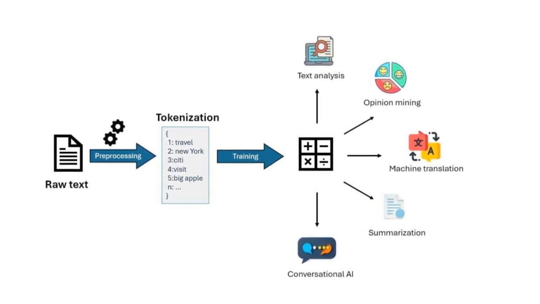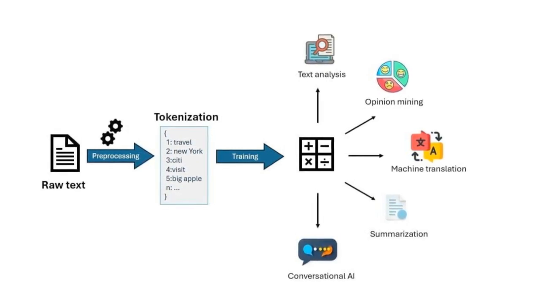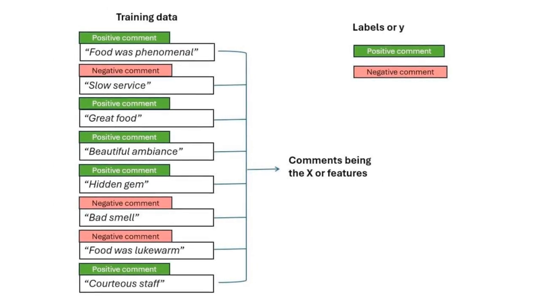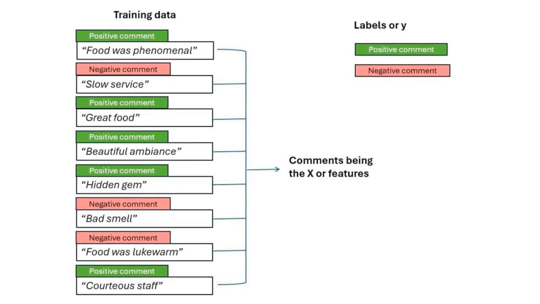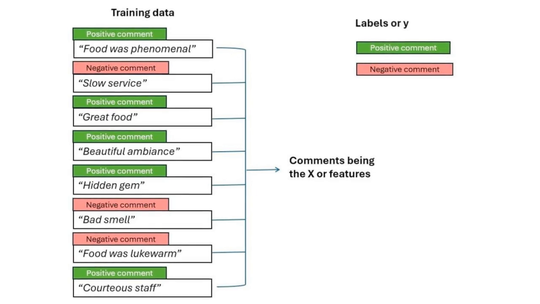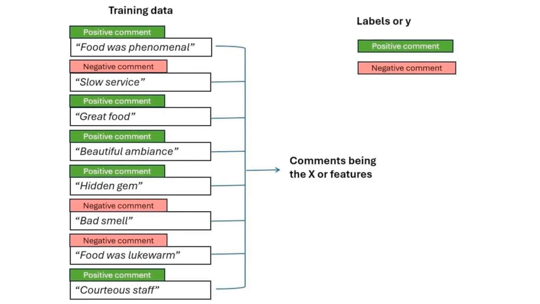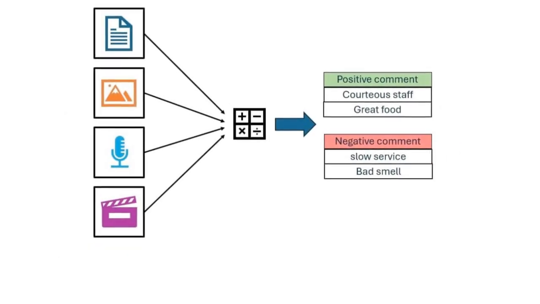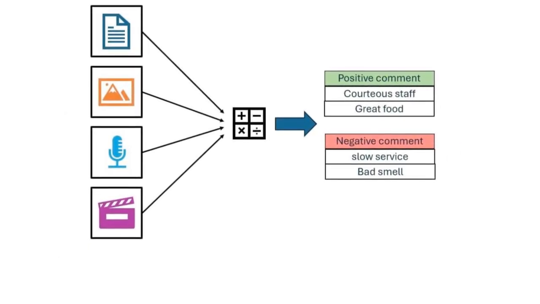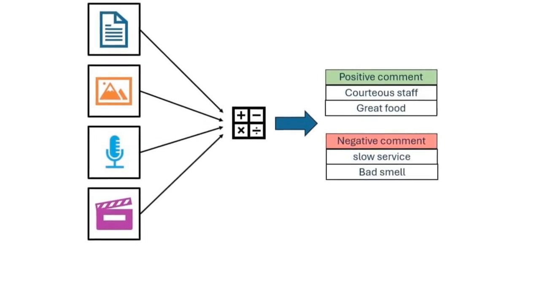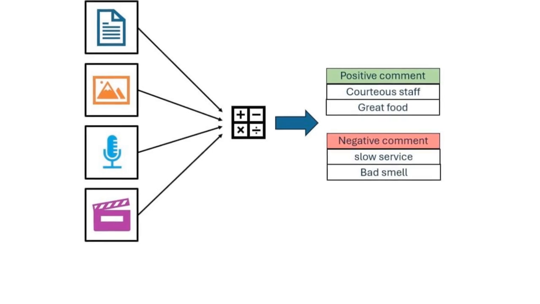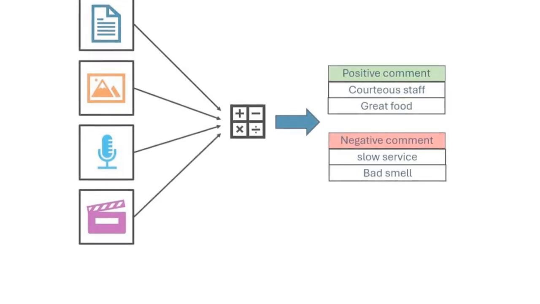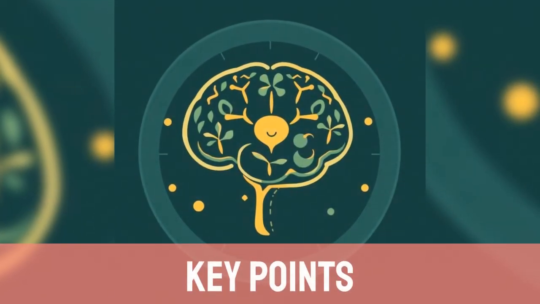Let's explore how machine learning classifies text. To train the model, you give it examples of text that are already labeled. For instance, you would show it a review like, "The food was great," and label it as positive. You would also show it "slow service" and label it as negative. The model then learns to associate certain words with a specific sentiment. Words like great and tasty are linked to a positive label, while words like terrible and slow are linked to a negative one. Once the model is trained, it can analyze new unlabeled text and predict its sentiment.